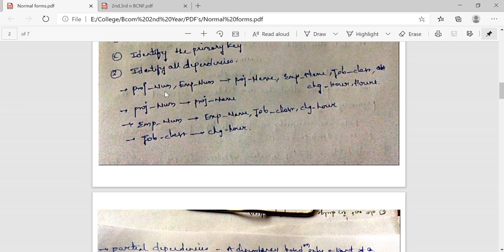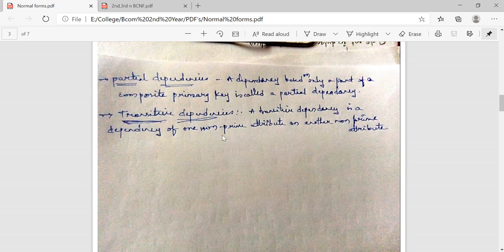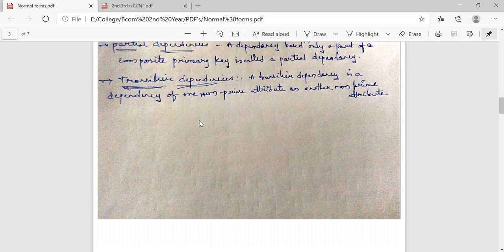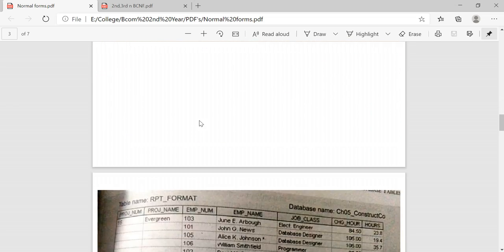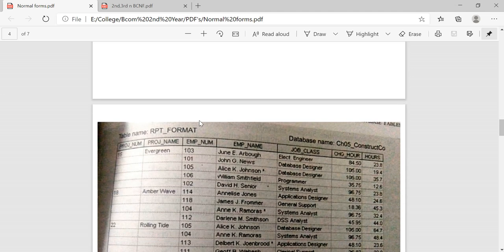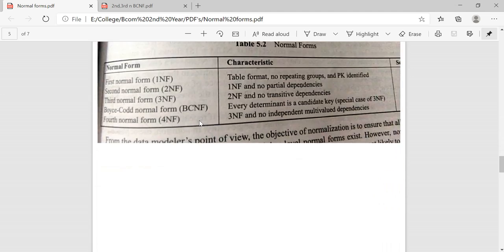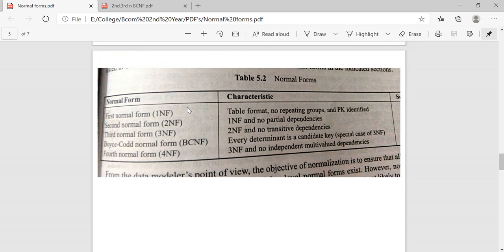So what is the primary key here? Project number and EMP number. So there exists a transitive dependency here. When you eliminate these partial dependencies and transitive dependencies, that will give rise to second normal form and third normal form. This is what I told you in the last class. Here we are representing normal forms in a simple format.